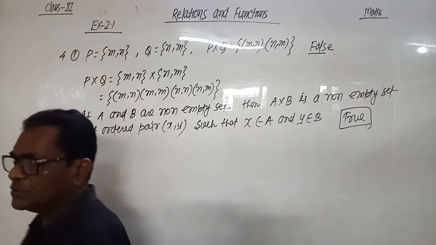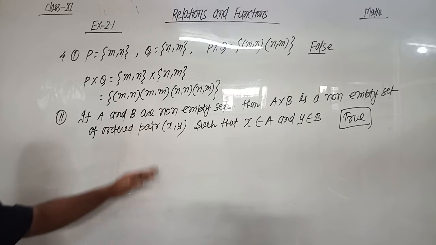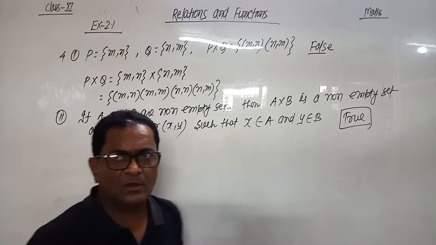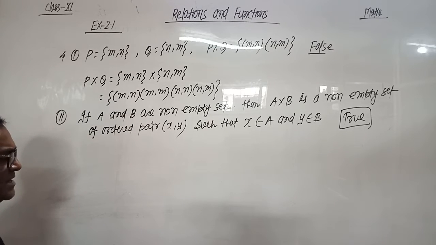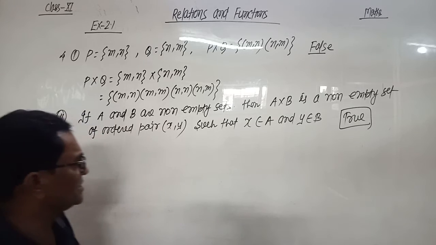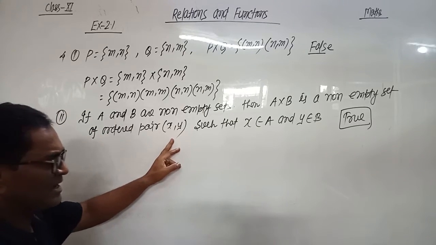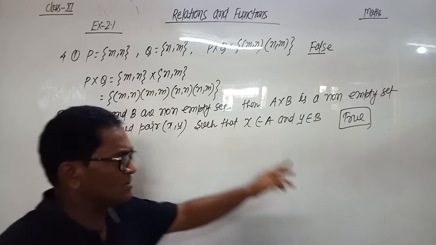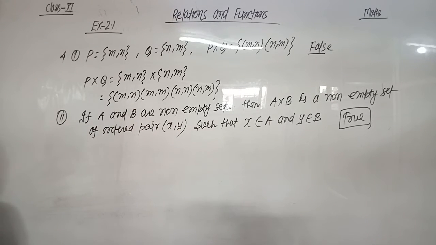Because if there are two sets A and B and they are non-empty sets, then their Cartesian product A cross B is also a non-empty set, and the Cartesian cross product is given in terms of ordered pairs (x, y), where x belongs to A and y belongs to B. So this statement is true.